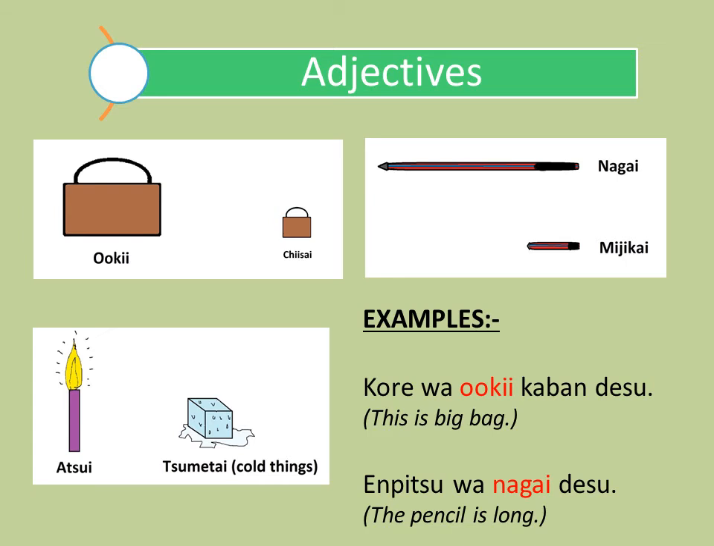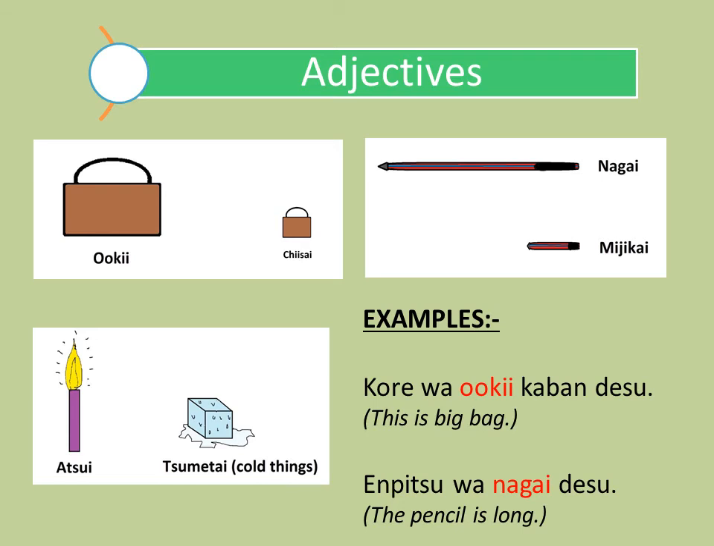We have two pencils, enpitsu, and the longer one is called nagai and the short pencil is called mijikai. Next picture we have a candle and an ice cube. The candle is glowing, so it is hot. Hot things are called atsui, and the cold things are called sumetai.